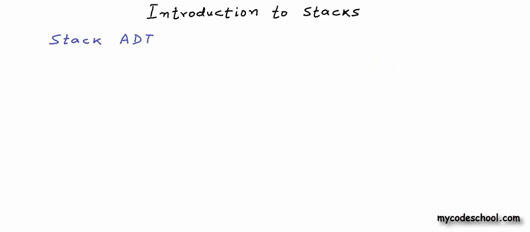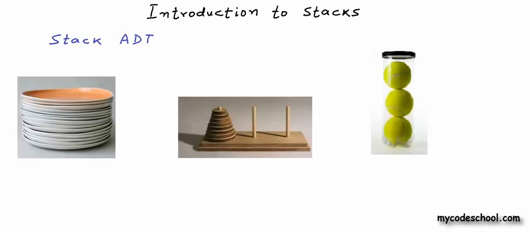Stack as a data structure in computer science is not very different from stack as a way of organizing objects in real world. Here are some examples of stack from real world. First figure is of a stack of dinner plates. Second figure is of a mathematical puzzle called Tower of Hanoi, where we have 3 rods or 3 pegs and multiple discs. And the game is about moving a stack of discs from one peg to another, with this constraint that a disk cannot go on top of a smaller disk. Third figure is of a pack of tennis balls.